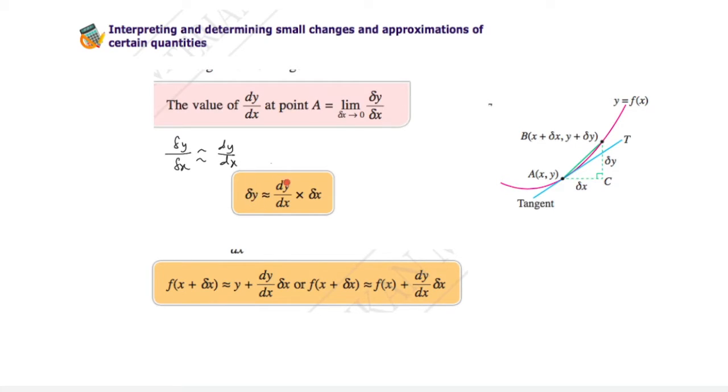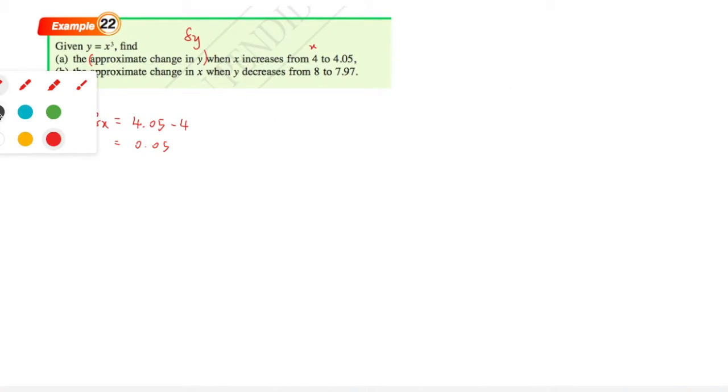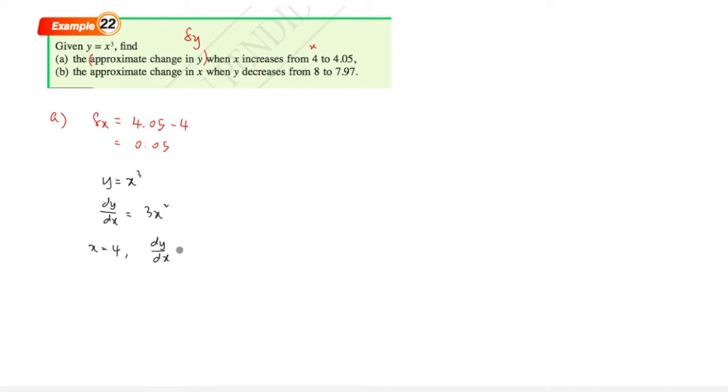So I want to find delta y, right? I need to find dy/dx. Now differentiate y equals x power 3: dy/dx equals 3x power 2. When x equals 4, dy/dx equals 3x squared. So 4 times 4 is 16, 16 times 3 is 48.